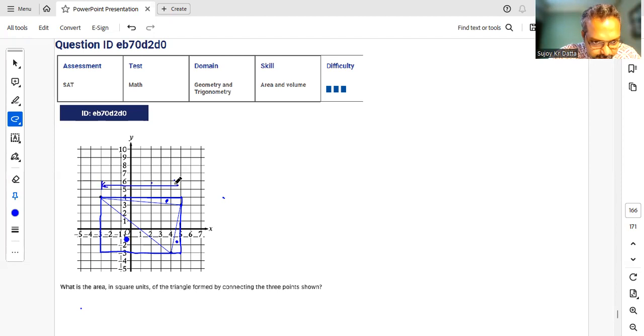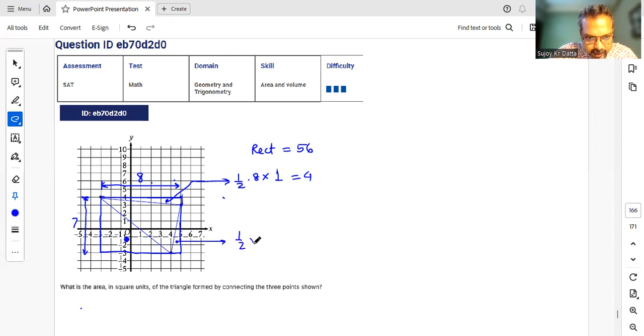So the length of this is basically from -3 to 5, so that's 8. And this is from 4 to -3, so that's 7. So the rectangle area is 56. Now this area is half base. Take 8 to be the base, the height would be 1. So that's 4. This triangle area is half base. If I take this to be your base, which is 6, the height is 1. So that's 3.